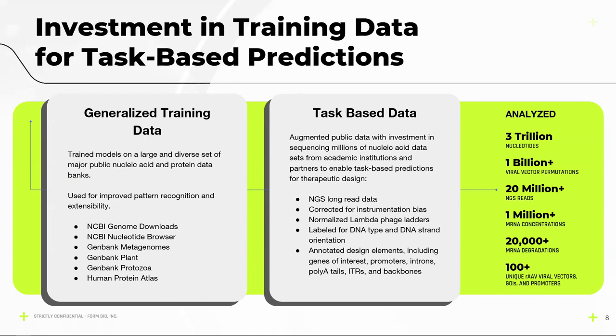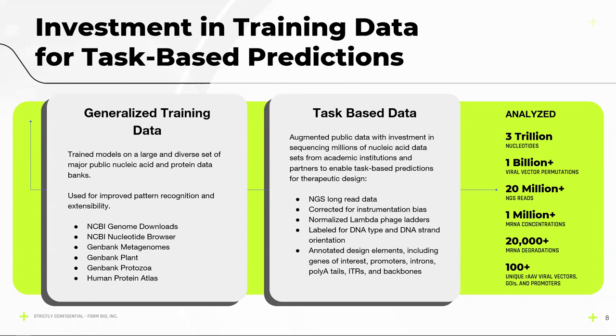So as I mentioned earlier, the generalized training data set has been trained on nucleotide sequences from publicly available data sets. And then we also have task-based data, wherein we have sequenced hundreds of AAV gene therapy vectors using long-read sequencing so that we are able to make task-based predictions.